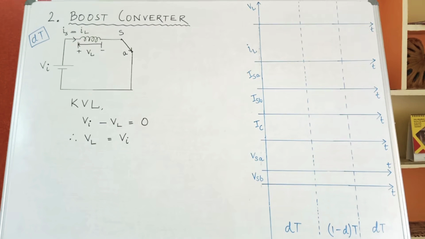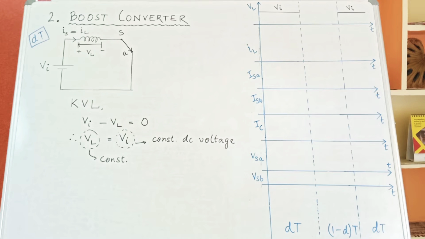Hence, we will apply KVL in the above circuit. Since the current flows in the clockwise direction, we will start from Vi. So, Vi minus the drop across the inductor, that is VL, is equal to 0. So, VL comes out to be Vi. Now, Vi is a constant DC voltage. Hence, VL magnitude will also be a constant, which is equal to Vi. Next, we will represent this VL value, that is Vi, in the waveform. So, now observe the waveform which I have drawn for VL. Since VL was found to be a constant value of magnitude Vi, I have drawn the Vi parallel to the x-axis during my dT period.